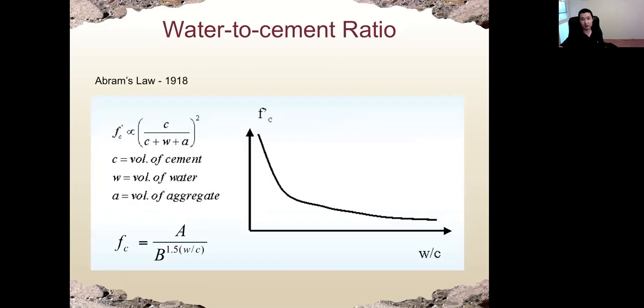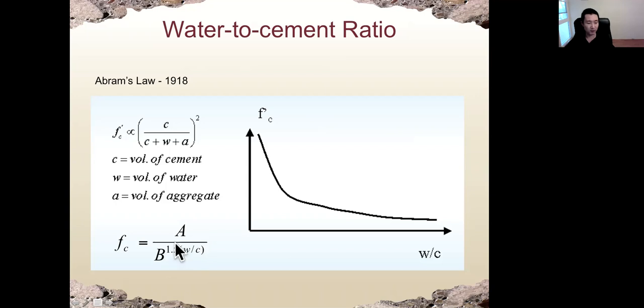Let's look at the water to cement ratio first. Based on the famous Abrams' law, which is more than 100 years old, the strength of concrete is related to the volume of cement, the volume of water, and the volume of aggregate. Another version of the equation we can see here. Here is the water to cement ratio. A and B are constants.